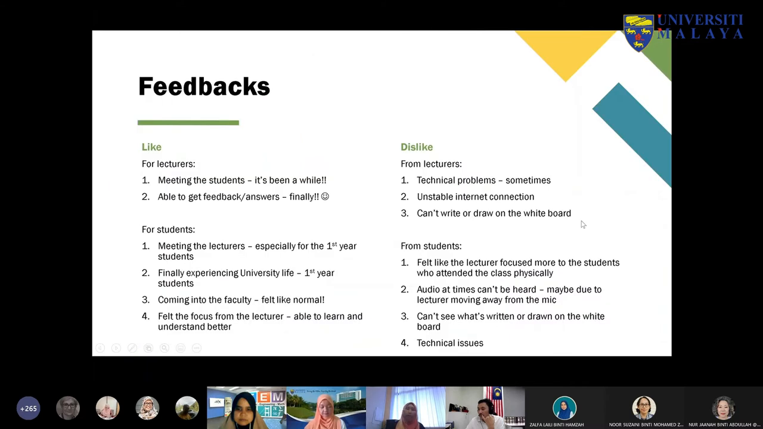Some of the feedback that we got, for lecturers, of course, is meeting the students. It's been a while, same as me. When you teach online, most of the time all you see is just a black screen. It's just like talking to a wall. So it's very refreshing to meet the students. It's a small group, but it's very refreshing to see the students face to face, and we like it very much. And definitely, we are able to get feedback and answers from the students because they are in front of us.